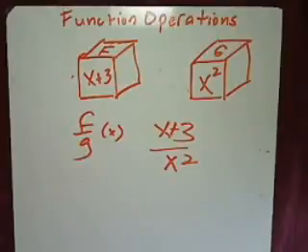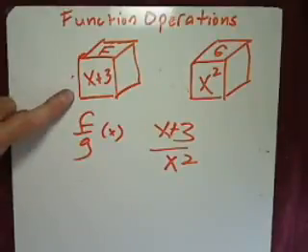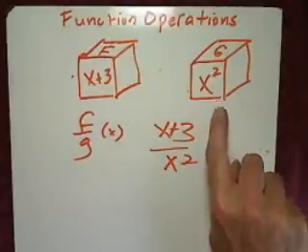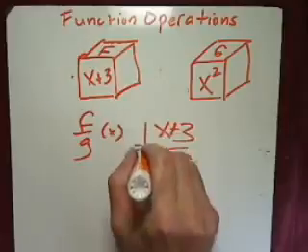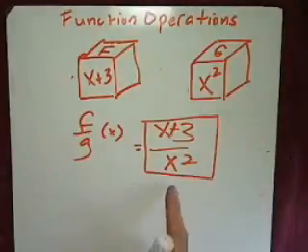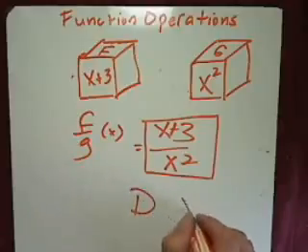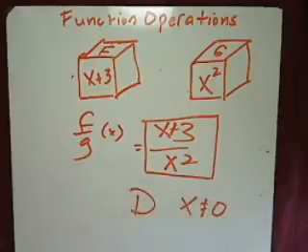Now, keep in mind that the domain of this is all real numbers. The domain of this is all real numbers. But the domain of our function operation is not all real numbers. Remember, you can't have a 0 at the bottom, so the domain would be x cannot equal 0. Function operations. That is the gist. Just be careful on setting up and working your problem.